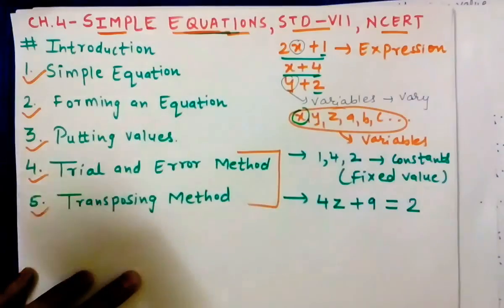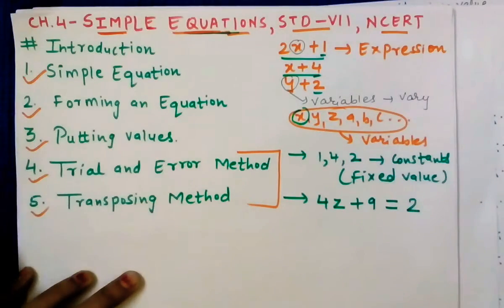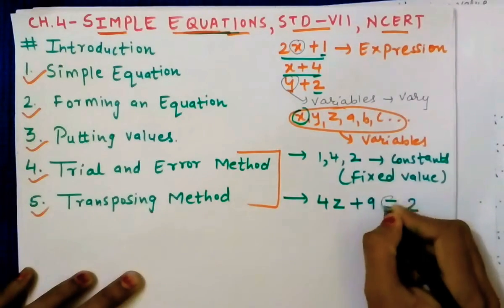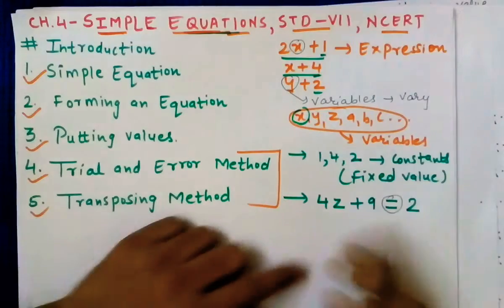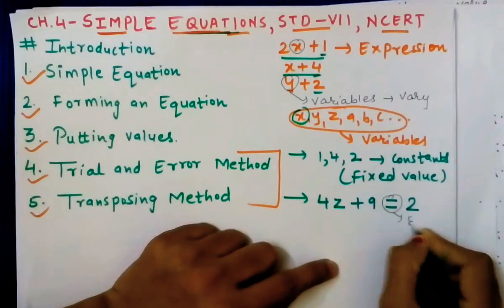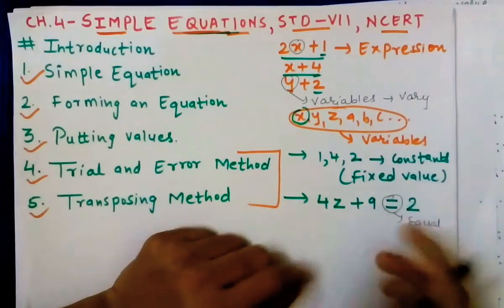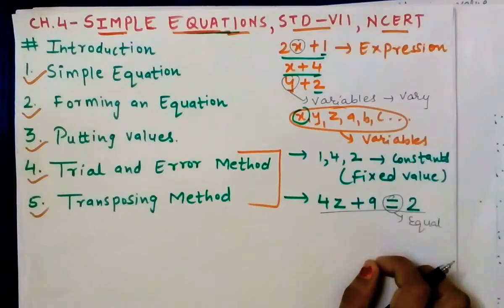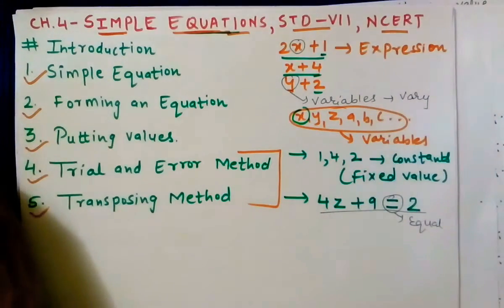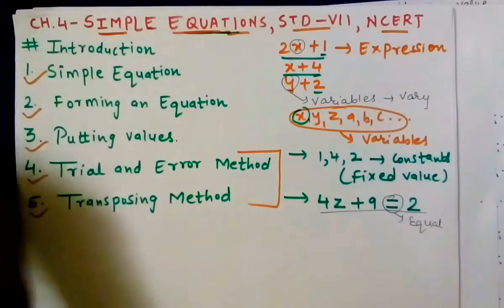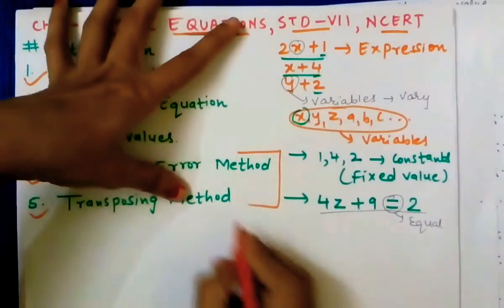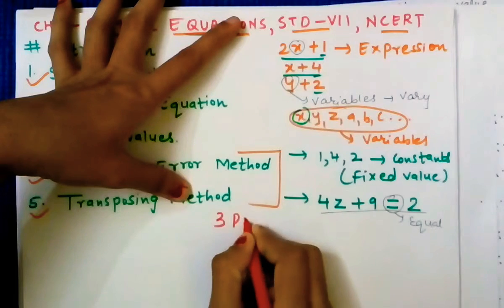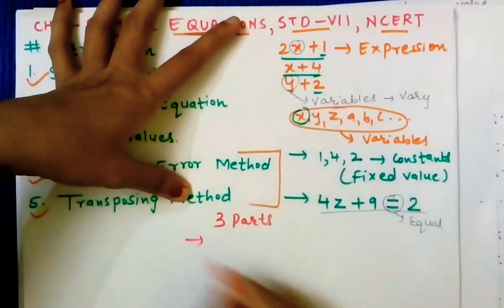So we are dealing with the chapter simple equation. Because of this equal to sign, this equality sign, the expression is called an equation. Now, whenever we talk about an equation, this equation has three parts. There are three parts of any equation.